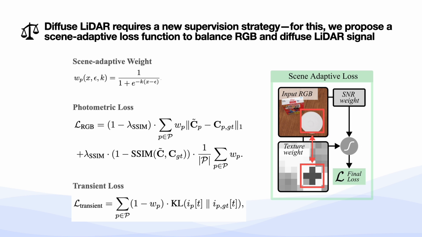a signal-to-noise ratio weight. Intuitively, we want to use the RGB signal in high texture and high SNR regions, and we wish to defer to the diffuse LiDAR signal in low texture, low SNR regions. Our scene adaptive loss weight helps capture this patchwise texture and SNR of a viewpoint, and can then be used in a sigmoid weighting to dynamically balance the photometric and LiDAR loss functions.